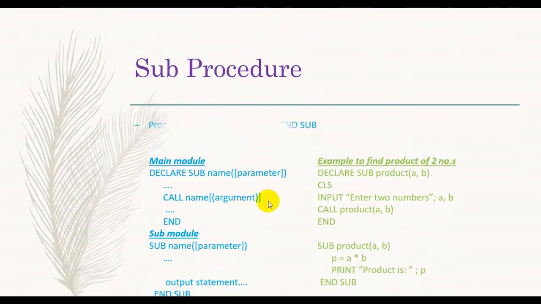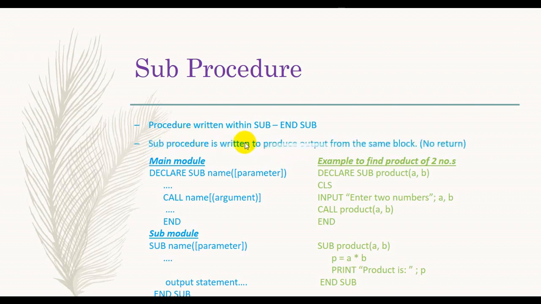Now the sub procedure. We had said that procedures are of two types, sub procedure and function procedure. In today's class we'll discuss the sub procedure in detail. The procedure that is written inside SUB is called a sub procedure. A sub procedure is written to produce output from the same block. That means it does not return any value to any other procedure.